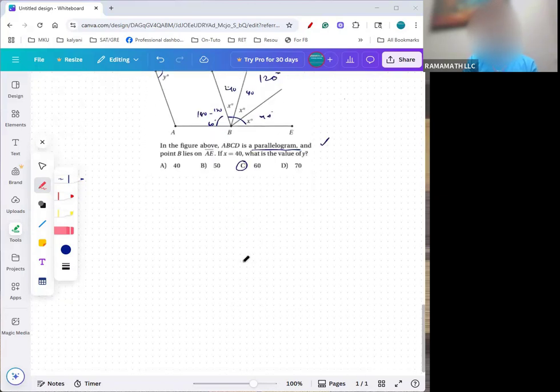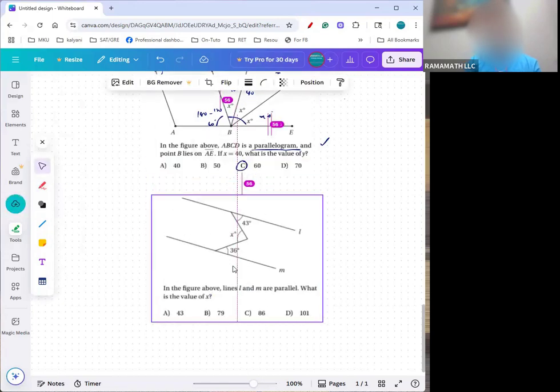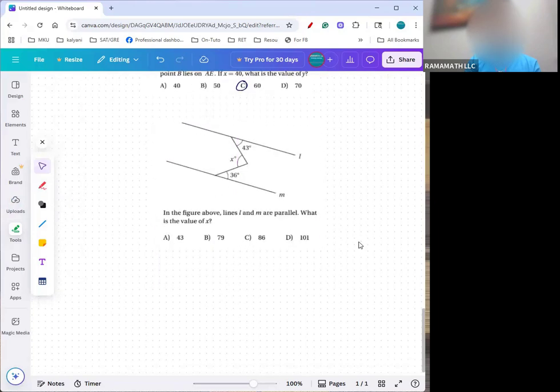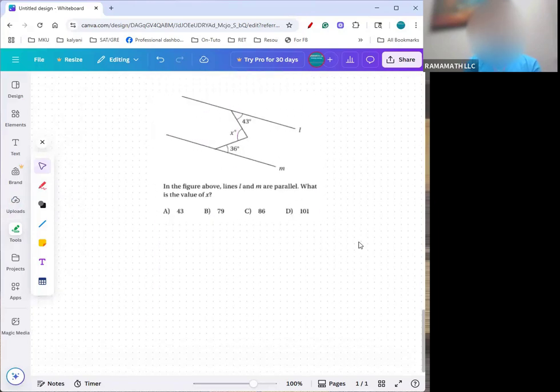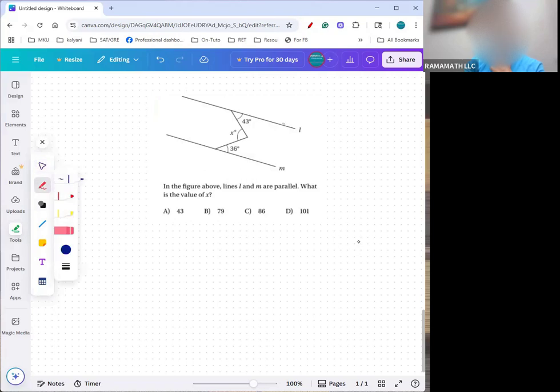All right, next question on the screen. There you go. Let's go. Tilak, can you please read this question for us? Yeah, sure. In the figure above, lines L and M are parallel. What is the value of x? Okay. So in the question they give you that the lines are parallel. That's a key that you need to know. These are parallel lines. And what is the value of x? Give it a try.